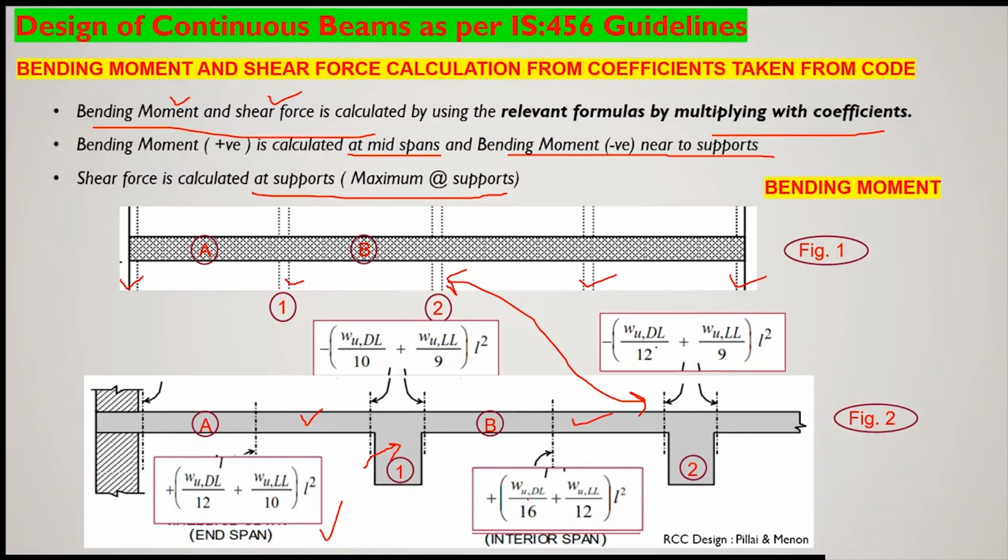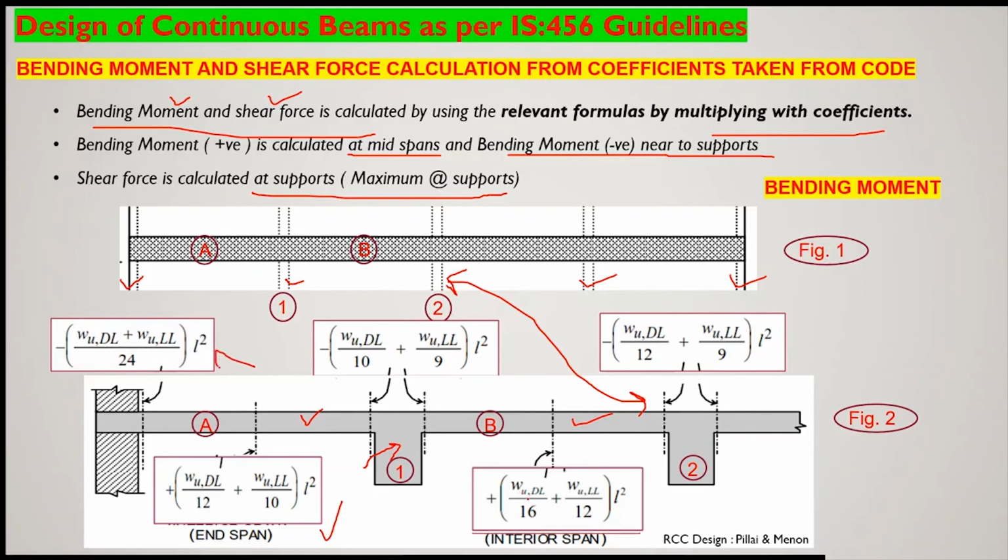Then you will get coefficient 1 by 12 for dead load and 1 by 9 for live load. So we are taking both as negative. So it is very clear that at the mid span you will get positive bending moment, and near the support you will get negative bending moment, and also at the interior support you will get negative bending moment.